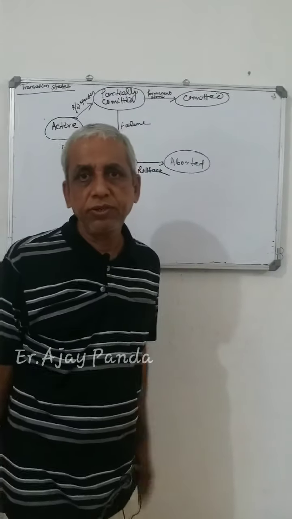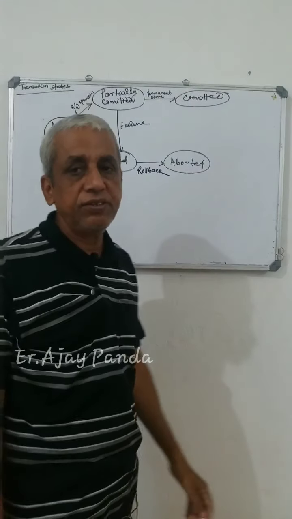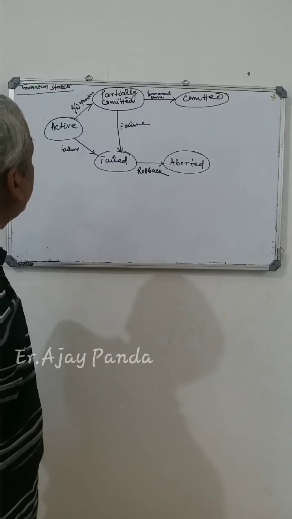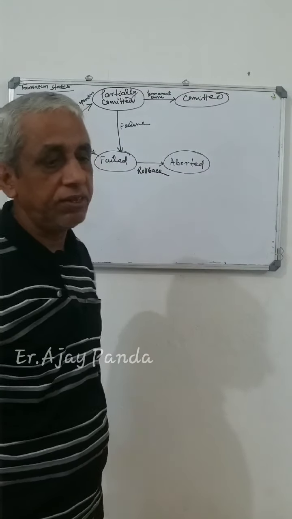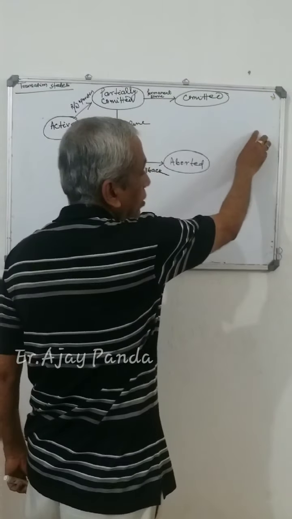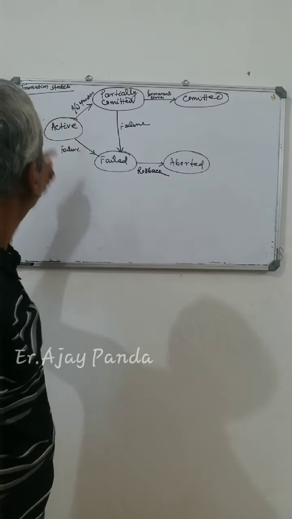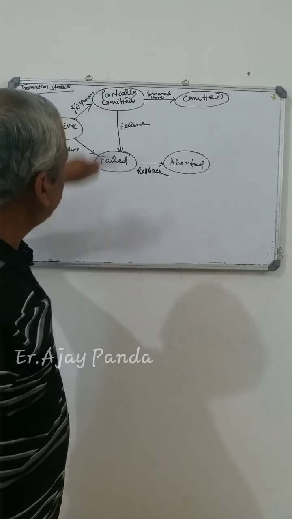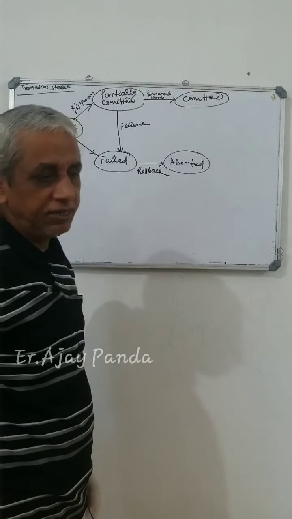Hello, my dear students. Today starts with transaction states. Various states are there in the transaction. In some authors' texts, 5 steps, 5 states, or 5 phases are there. In some books, 6 stages or 6 phases are there. So this is one: active state, partially committed state, committed state, failed state, and aborted state.